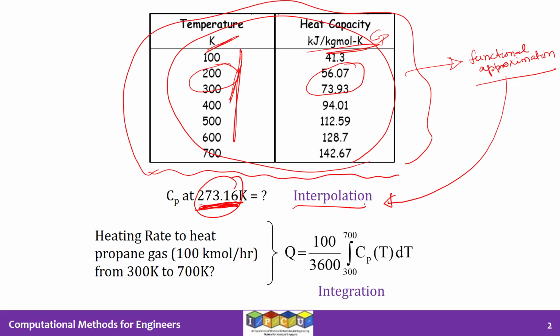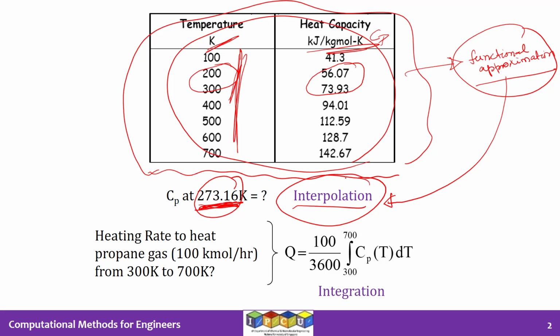If we wanted to find out the value of Cp at 900 Kelvin, that would be the extrapolation problem. And you have to proceed with that problem very, very carefully, because our functional approximation is only good over the range of data that was used to construct the equation or function or model. But we will focus on the interpolation problem here.